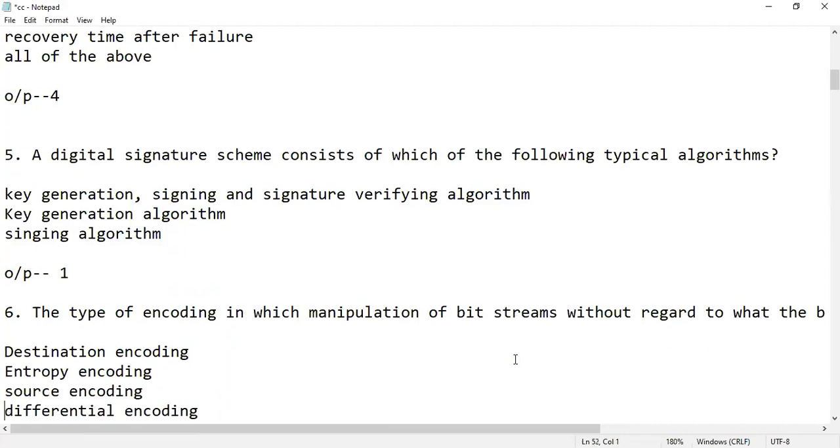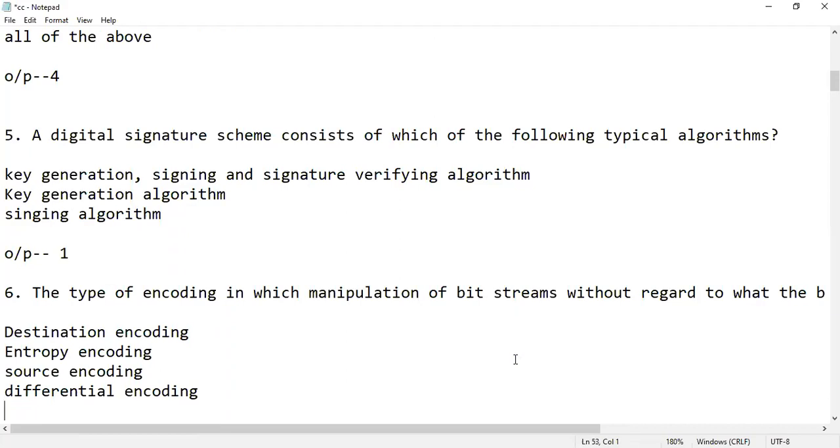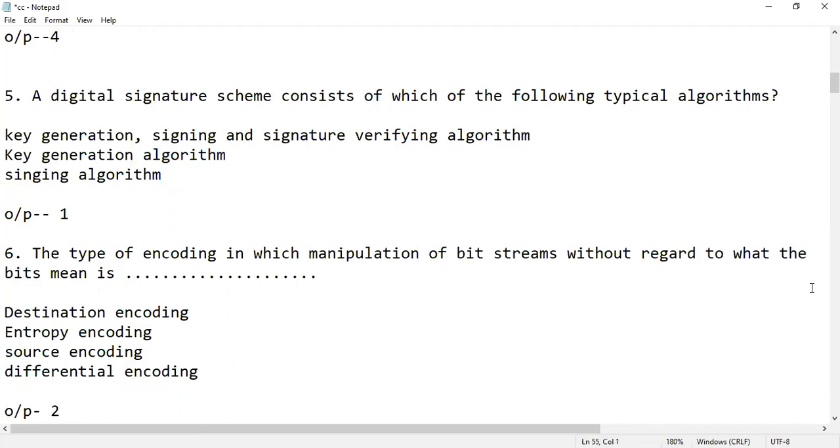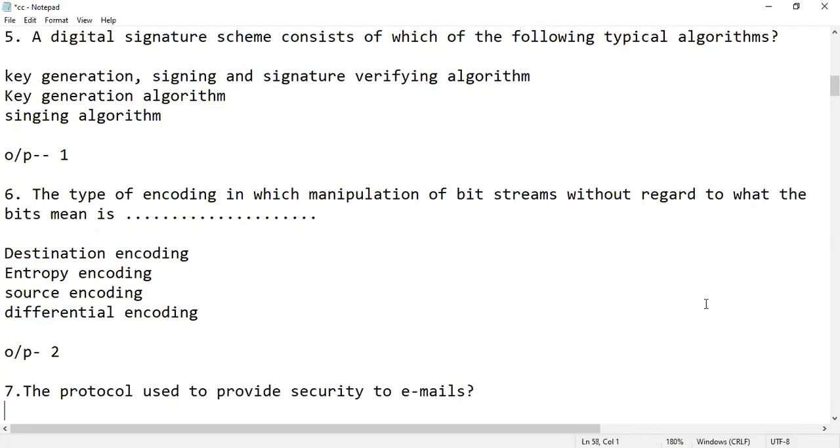The next question is, the type of encoding in which manipulation of a bit stream without regard to what the bits mean is. For manipulation of a bit stream without regard to meaning, the option will be entropy encoding.